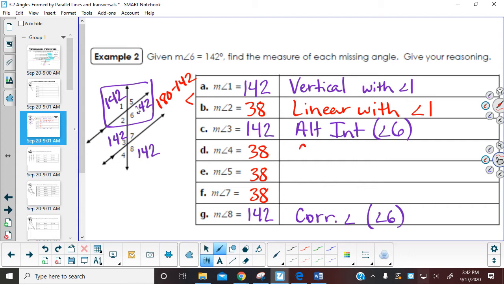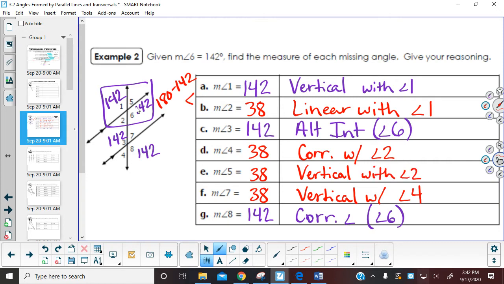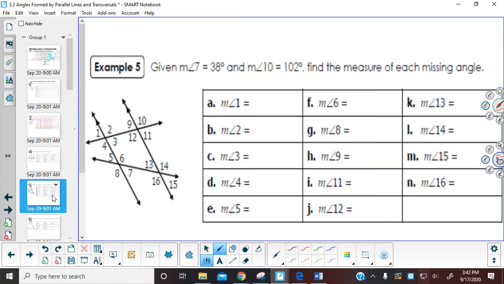So we could say angle 4 is corresponding with angle 2. We could say 2 and 7, or 4 and 7 are vertical, so vertical with angle 4. And we could say angle 5 is vertical with angle 2. That's totally fine. But again, we have to make sure we connect it to something that we already know.